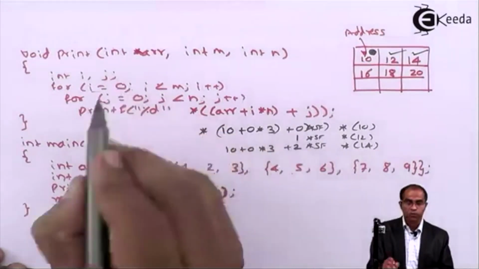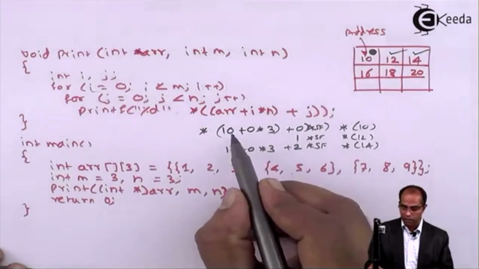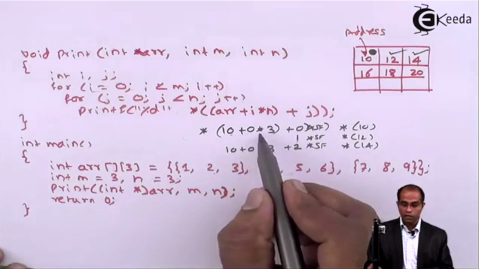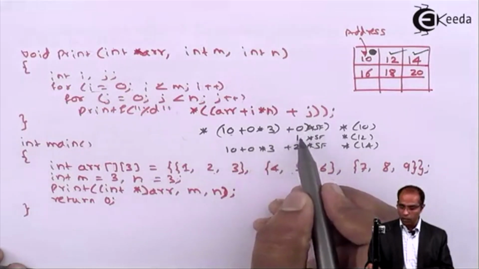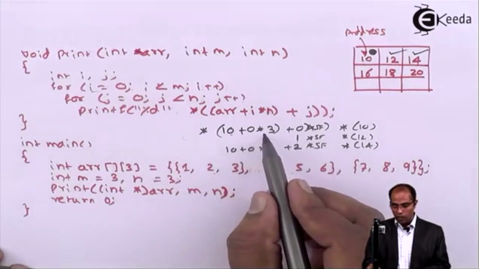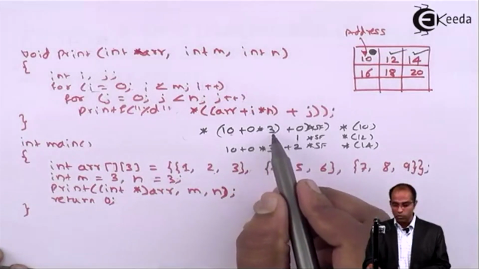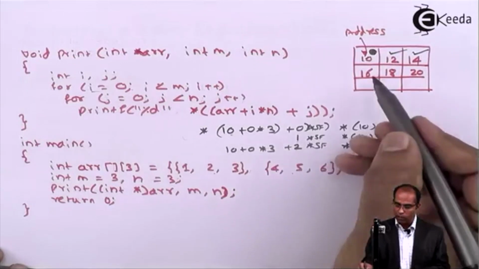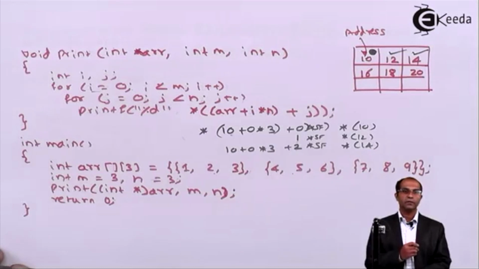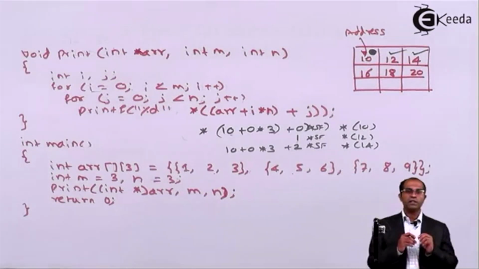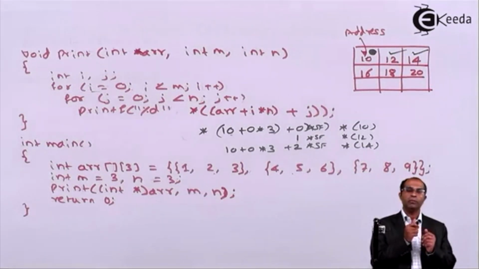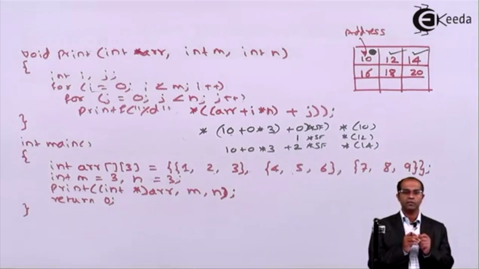Now when I go back, i becomes 1. If i is 1, how does it work? 10 plus 1 into 3 is 13. 13 plus again 1 into SF, that is your scale factor. So 10 plus 1 multiplied by scale factor into 3, again plus 1 into scale factor, automatically you will get this particular address as 16. You can keep on moving in this fashion. So it means that whenever we pass a 2-dimensional array as a pointer, you have to create a pointer to the base address of this array and then pass the values of m and n.